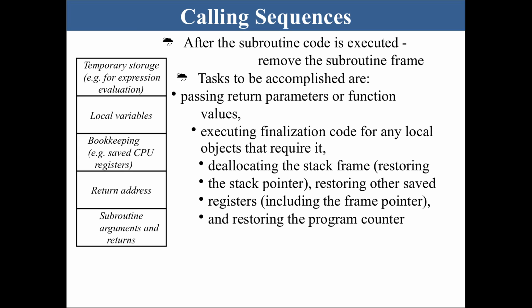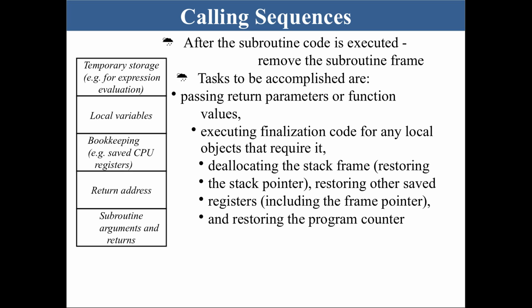After the subroutine code is executed, we have to remove the particular subroutine frame. The tasks that must be accomplished on the way out include passing return parameters or function values, executing finalization code for any local objects that require it, deallocating the stack frame, that is, restoring the stack pointer, restoring other saved registers including the frame pointer, and restoring the program counter.